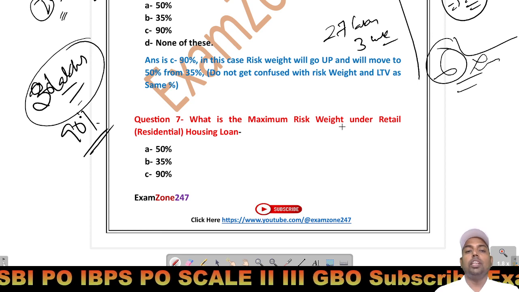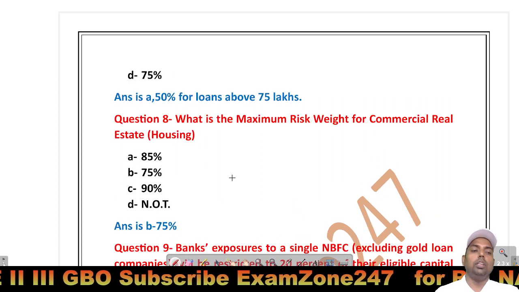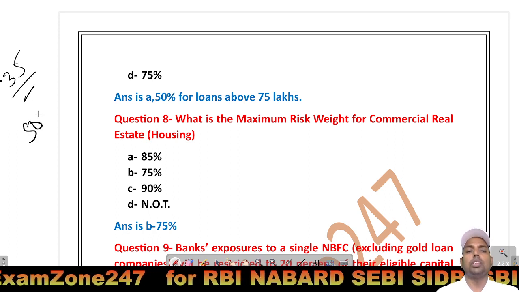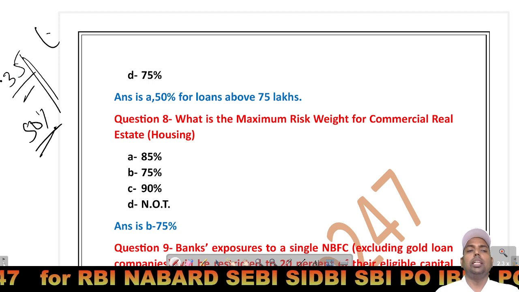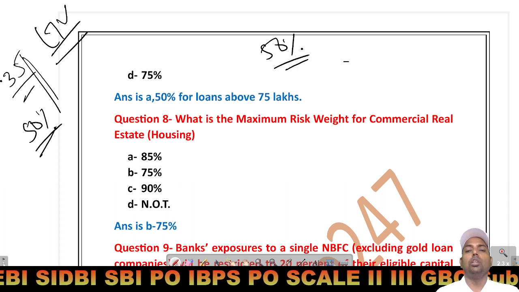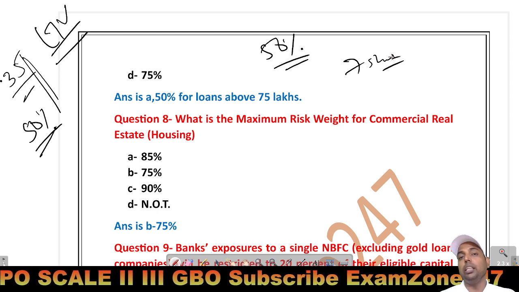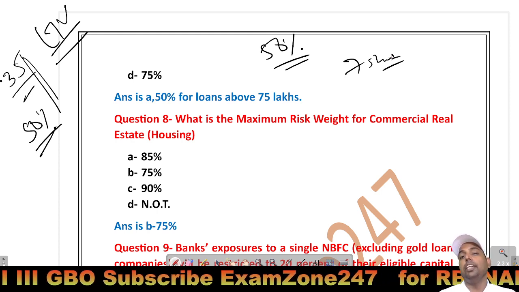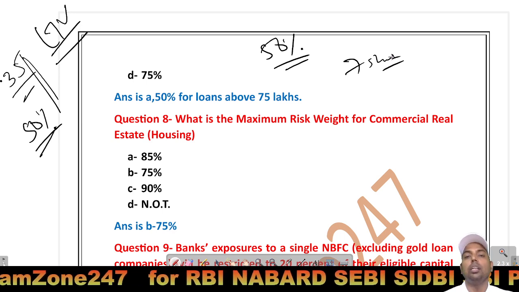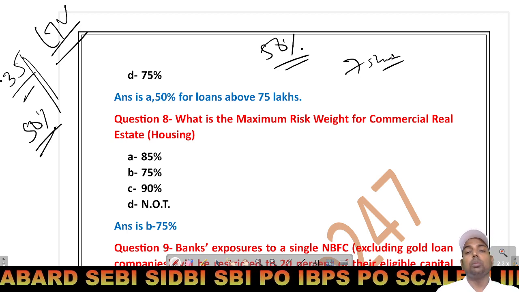What is the maximum risk weight under retail housing loan? Note that you should not get confused, as risk weight varies. It may be 35% to 50%. It depends on the LTV ratio. The maximum risk weight is 50% if the loan is above 75 lakh. Risk weight is a different thing, and LTV ratio is a different thing. If the LTV ratio is high, you can say that risk is high because margin is not available. Having enough margin puts the bank in a comfortable position.